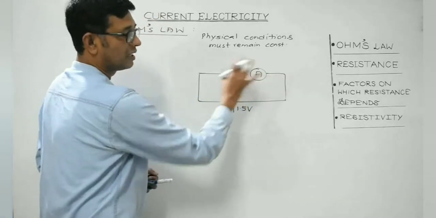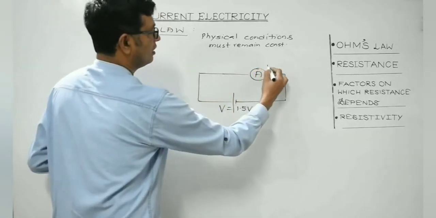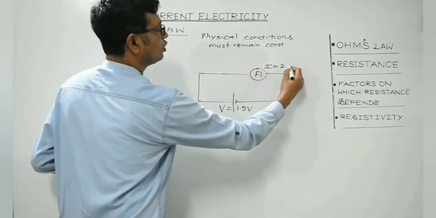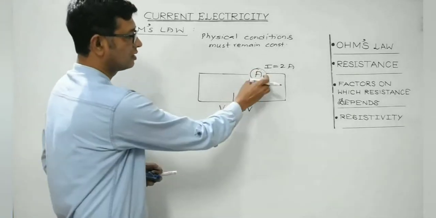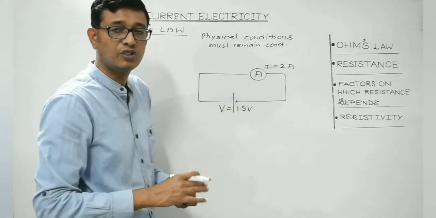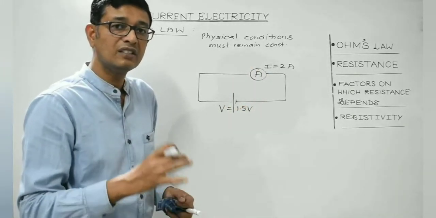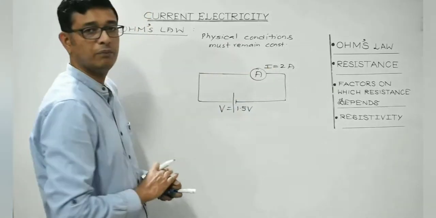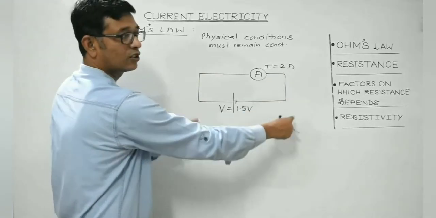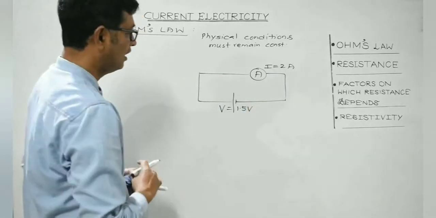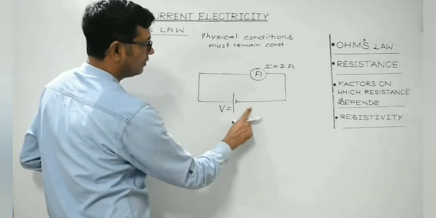So it will certainly give some reading. Say the reading of the current is, suppose, 2 ampere, right? Let us assume it. Suppose this electric device which is used to measure current, known as ammeter, reads a current of 2 ampere in this case, when a potential difference of 1.5 volt is applied across the ends of the conductor, right?